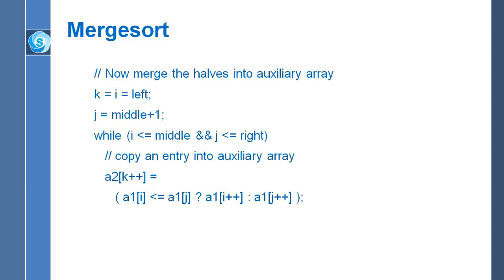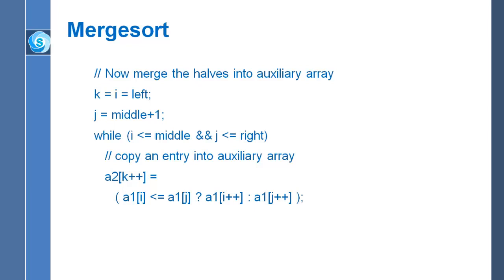Okay? So i is going to be used for the arrow that we used in the first half of the subarray. j is going to correspond to the arrow for the second half of the subarray. And k is going to correspond to the arrow that we used in the auxiliary array.